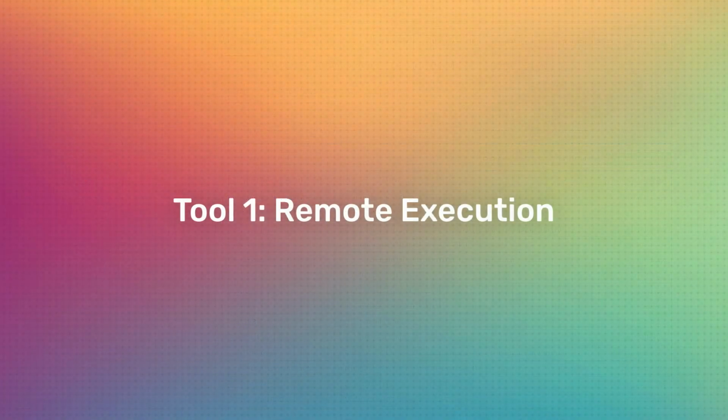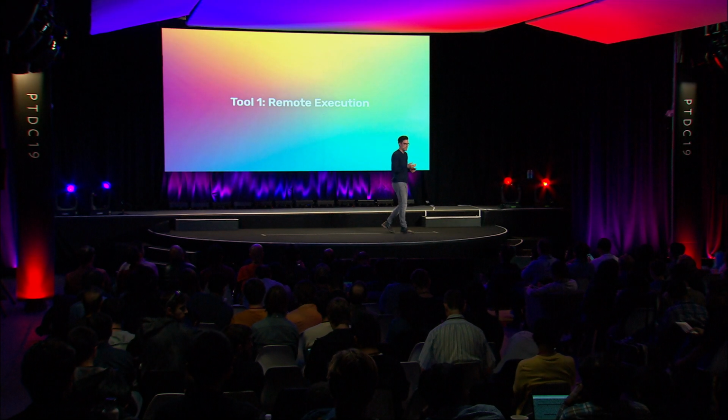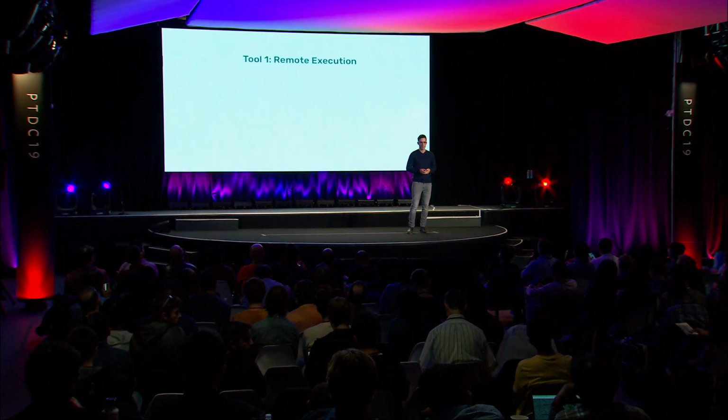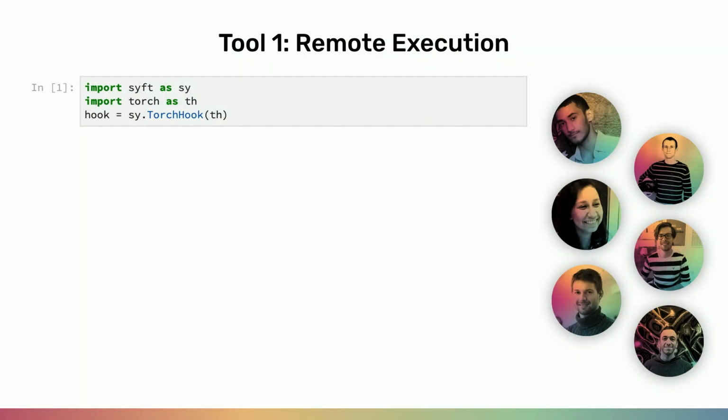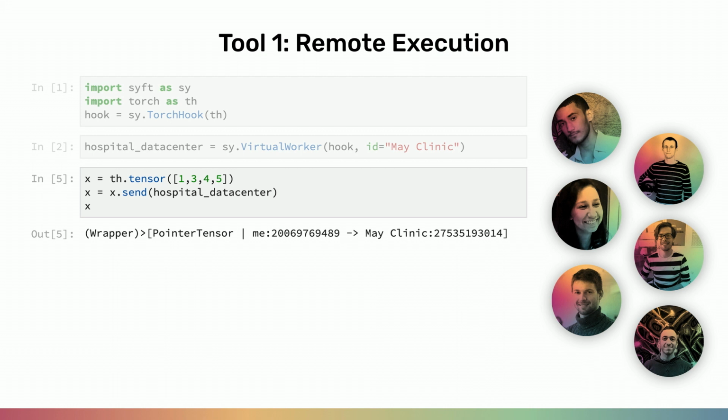Remote execution, simply stated, is the ability to leverage PyTorch on machines that you don't have direct access to. Let's see what this looks like. The first thing we do is import Syft and import Torch. Then we use this thing called a Torch hook, which augments Torch with tools for privacy-preserving machine learning. Then we initialize a reference to a remote machine, in this case one relating to, say, a hospital data center. This allows us to interact with PyTorch operations and PyTorch tensors that live on this machine.